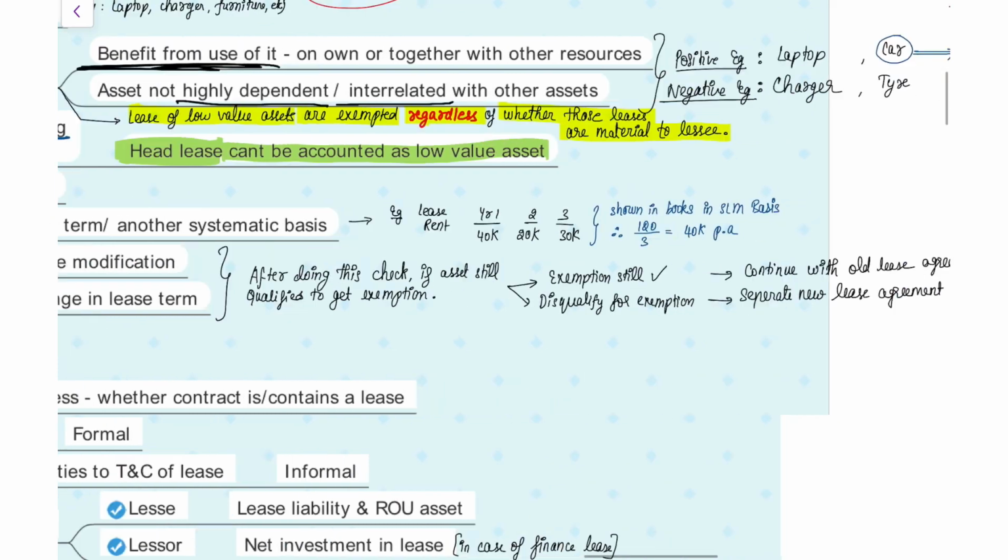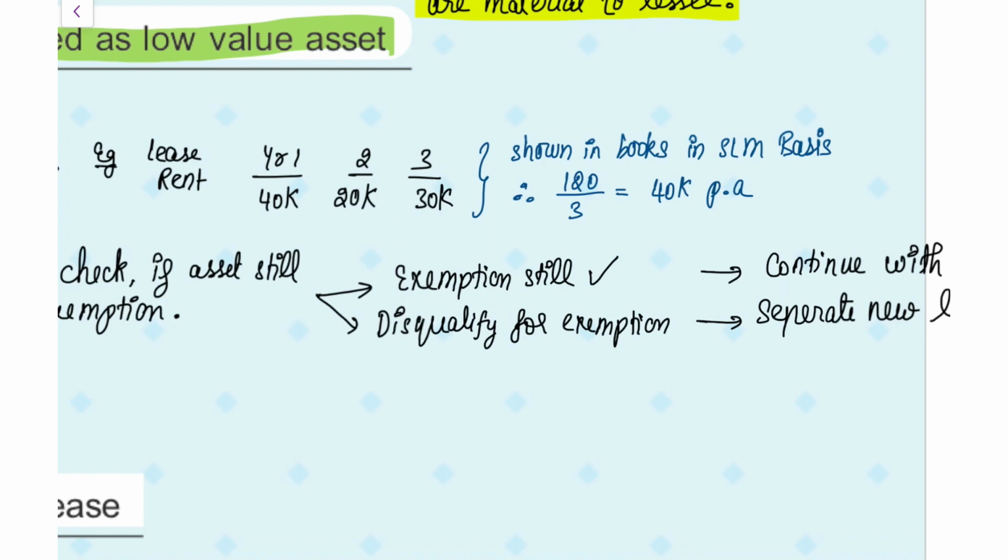What is SLM? Suppose there is a lease rent: in year 1 you have to pay 40,000, in year 2 you have to pay 20,000, and in year 3 you have to pay 30,000. Year wise, you cannot record 40,000 in P&L, 20,000 in P&L, 30,000 in P&L. You cannot record your lease payments like this, even though this is how you are actually paying it.